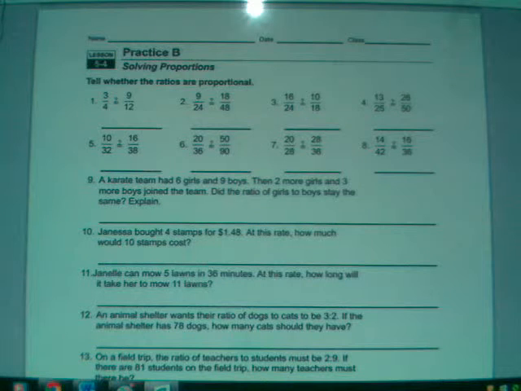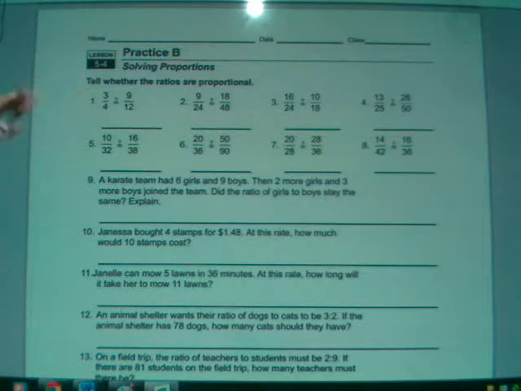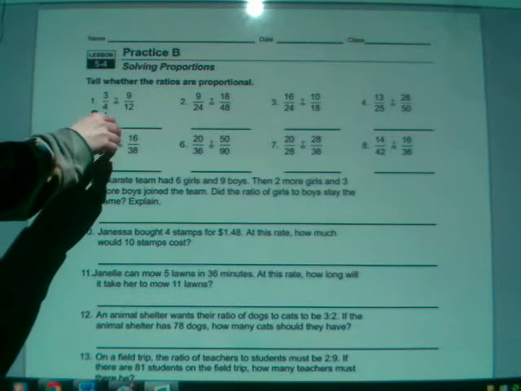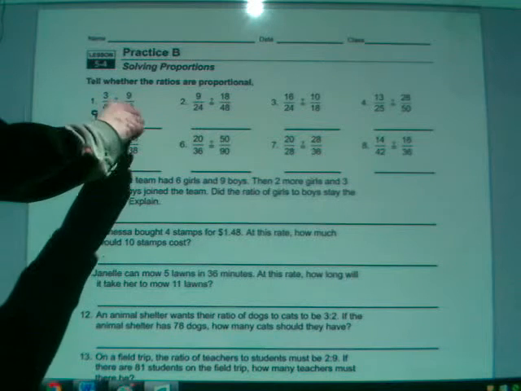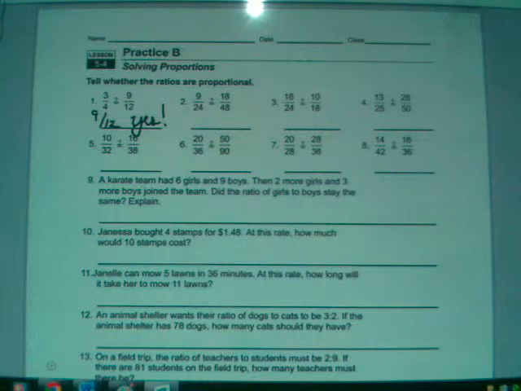To make 4 change into a 12, you're going to multiply that by 3. So you're going to do the same thing to the top. So this is 9 over 12. Well, the other fraction says 9 over 12 already. Since those two worked out to be the same, the answer there is going to be yes.